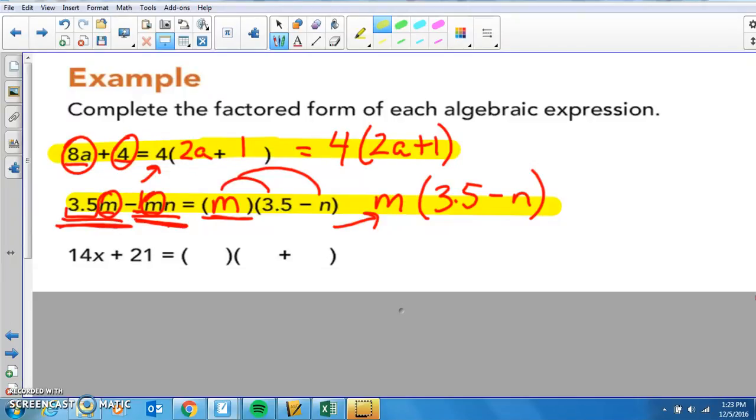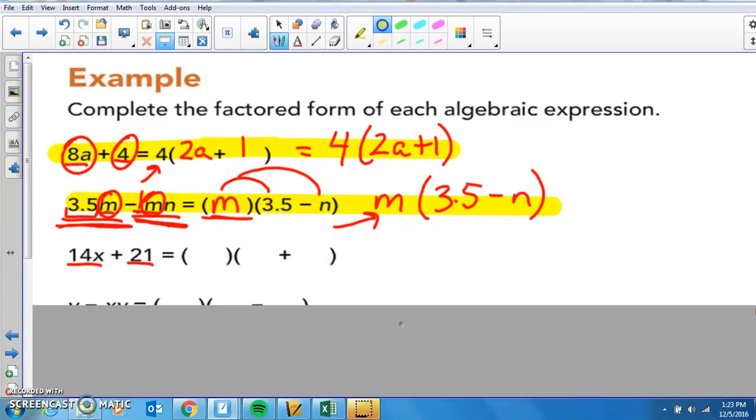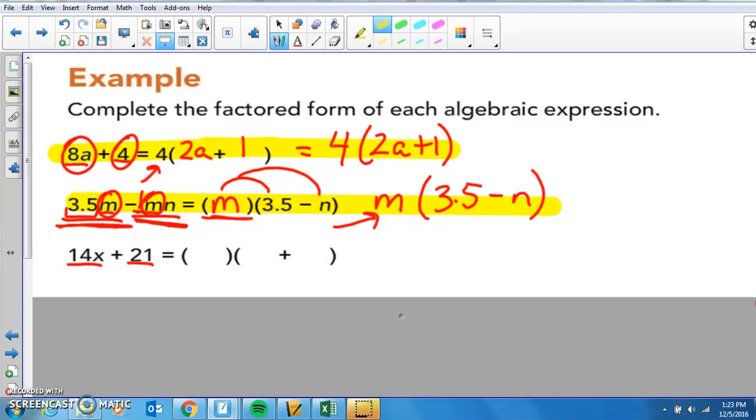14x plus 21. This is a fairly easy one. What's the common factor for both 14 and 21? A lot of you know 2 can go into 14. A lot of you know 7 can go into 14. Can either of those go into 21? Okay, the 7 can. The 1, 7, and 14. Also, I have a 2 there. Those are my factors of 14. For 21, I have a 1, a 3, a 7, and a 21.